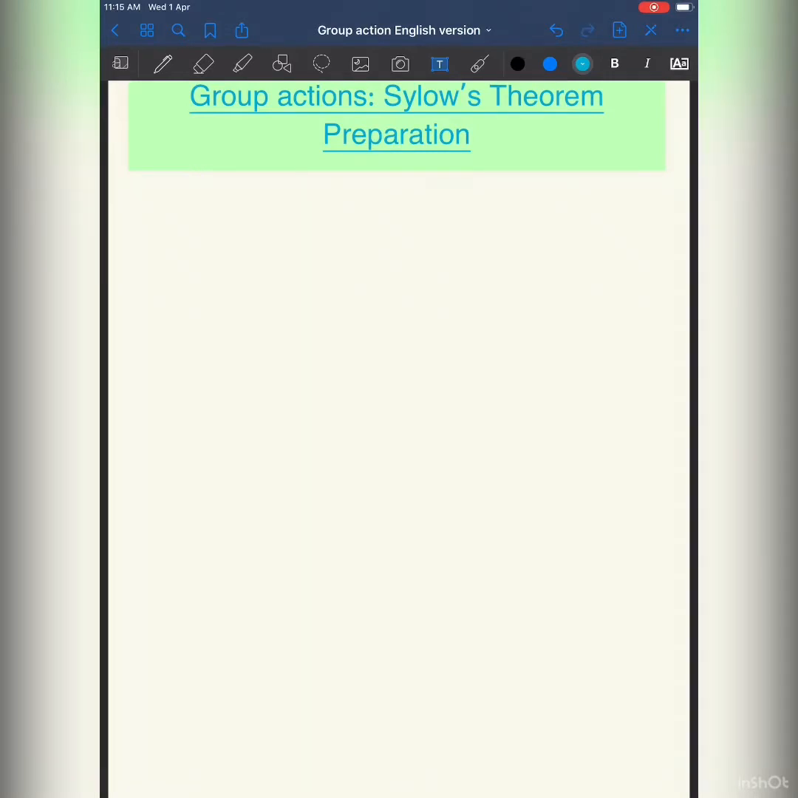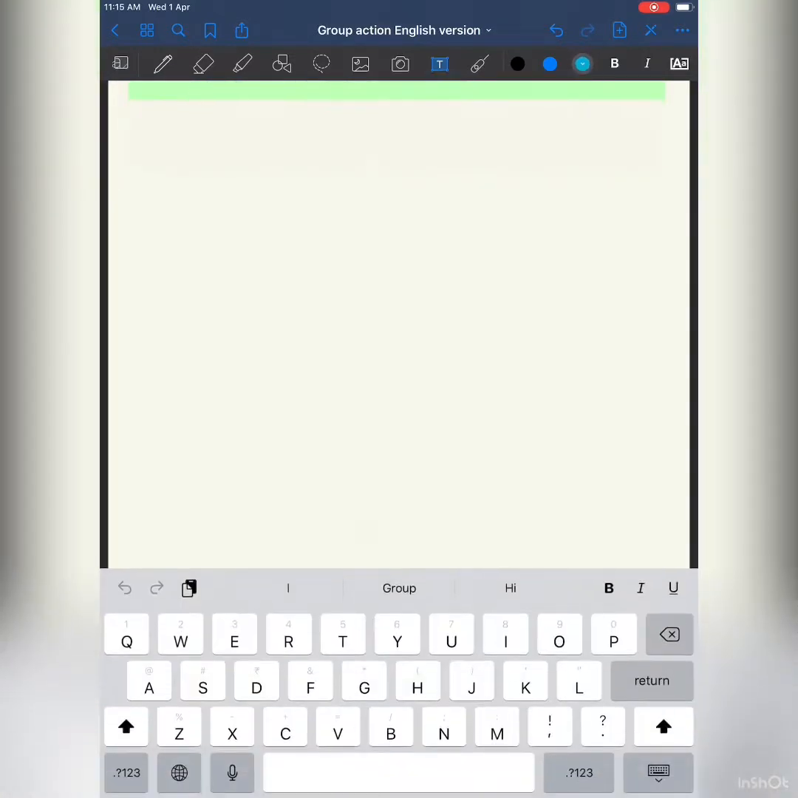So the preparation: I wanted to prove Sylow's theorem. I am following Michael Artin's book, you can read about it in the introduction. It's kind of an inverse to Lagrange's theorem. Okay, so Lagrange's theorem, we know that if H is a subgroup of a finite group G, then the order of H divides the order of G, right? So this is Lagrange's theorem.